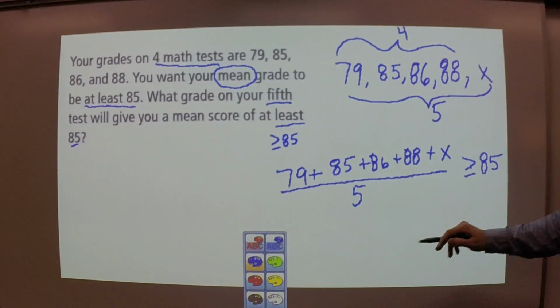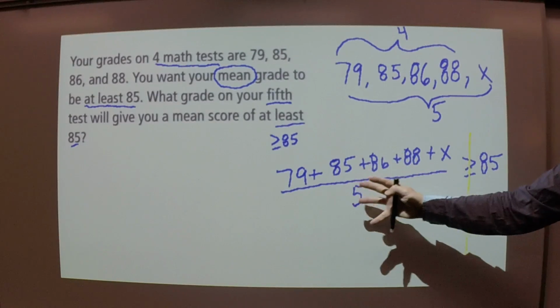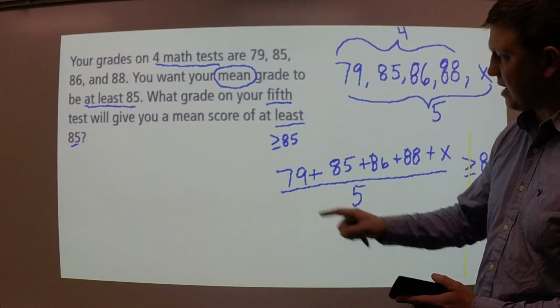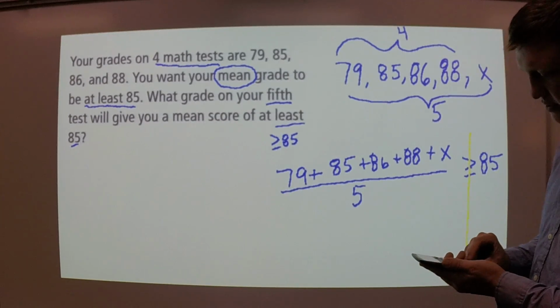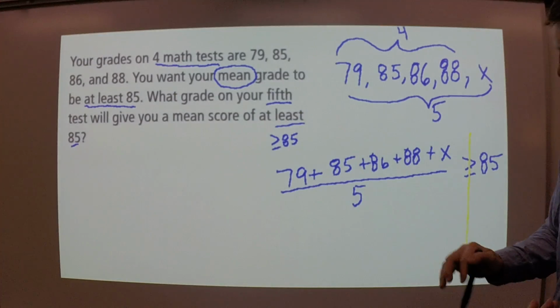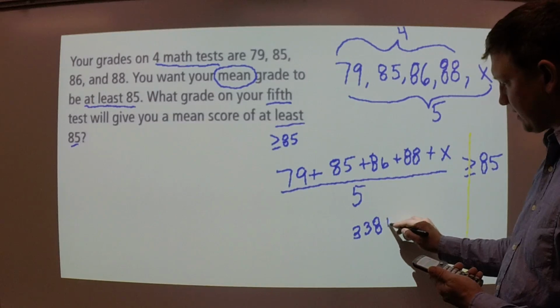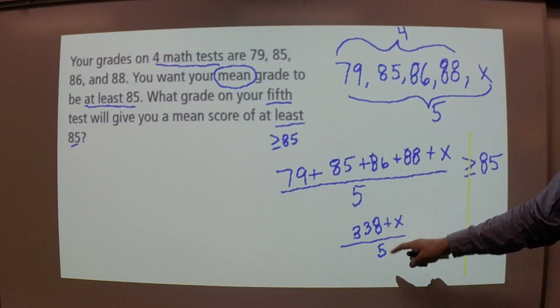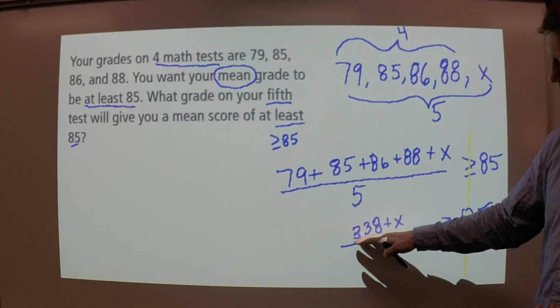And I solve it by, I like to write a line straight down on my inequality. That means that side versus this side. I want to isolate the variable. Isolating the variable means, why don't I take a calculator and add all these up? So I'm going to go 79 plus 85 plus 86 plus 88, and I get a big number, and that's okay because it's going to be 338 plus x, and it's going to be all divided by 5. Okay, you can do that. You can add all those up, and this will be greater than or equal to 85 as my answer so far.